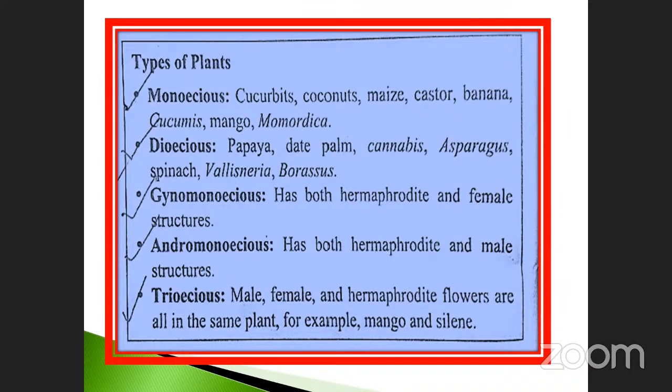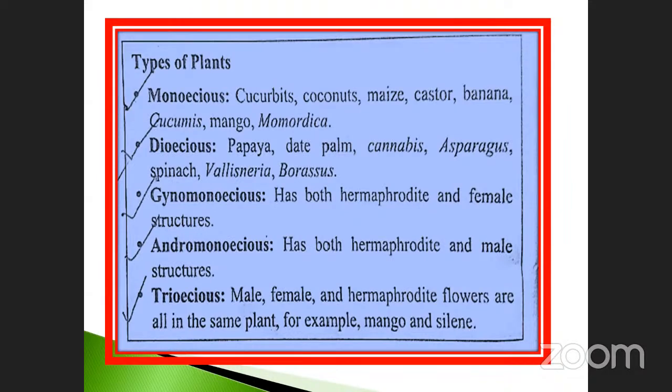What about dioecious? Dioecious is nothing but the male plant and female plant are separately present. Dioecious, that means a male plant as well as a female plant. Already told you. Take examples: papaya, date palms, cannabis, asparagus, spinach, Vallisneria, and borus. These are the examples. They ask so many times, combined with the monoecious as well as the dioecious.